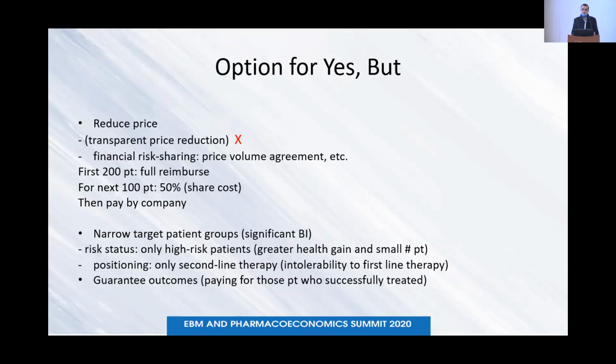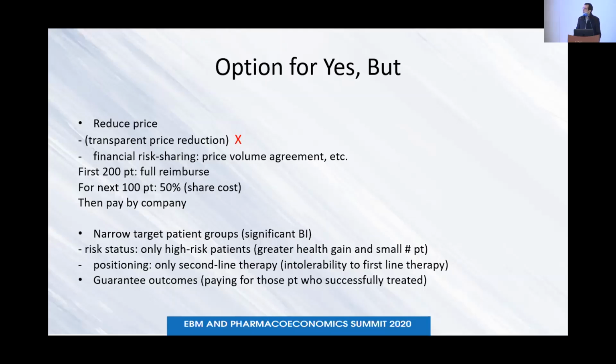As I said, there is uncertainty in the number of patients who will benefit from this drug. So we ask the company, how many patients do you expect to use your drug? The company says in the first year we will have 200 patients. So as a payer, let's shake hands on that. We agree that in the first year we give full reimbursement for the first 200 patients, for the next 100 patients the cost will be shared 50% and 50% between the payer and the pharmaceutical industry, and after that the company should pay for the other patients.